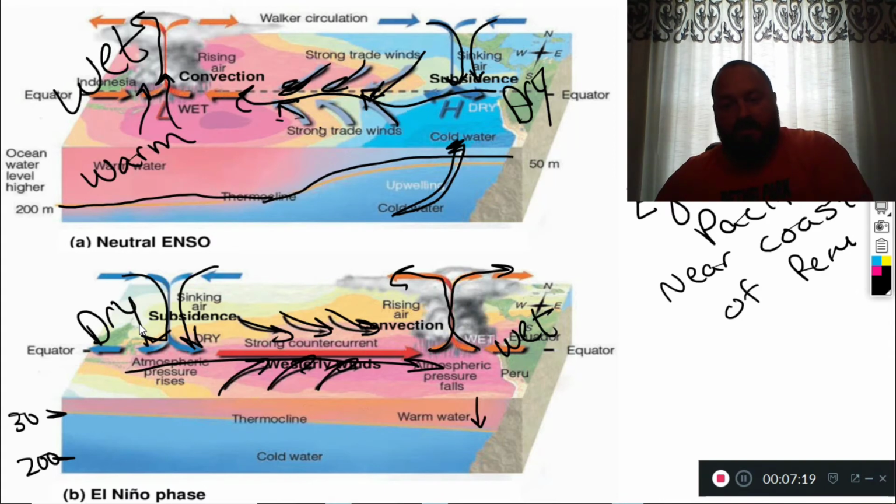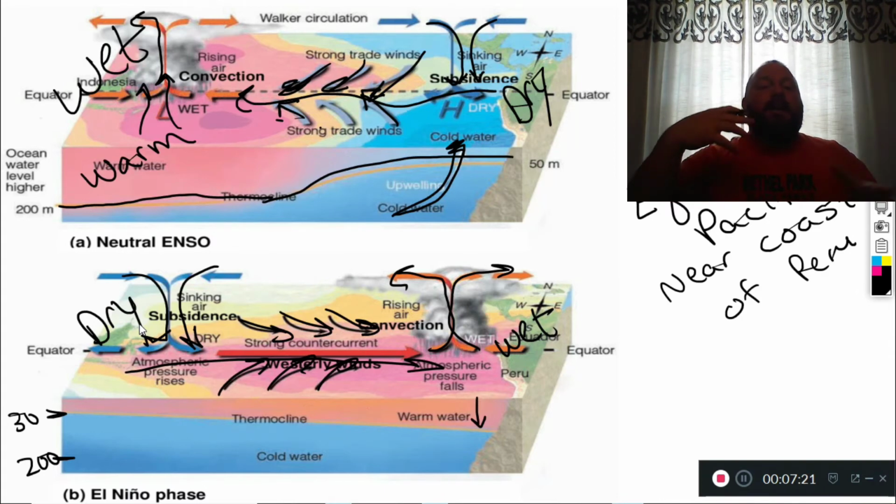We get warm conditions off the coast of Peru. So we see a major flip of what the normal conditions are. El Nino is all about flipping the normal conditions. Think about boys, they're crazy. El Nino is the boy form of baby. So boys are crazy and they're always just flipping stuff over. So that's how you can remember that El Nino is a flip of what the normal weather should be.